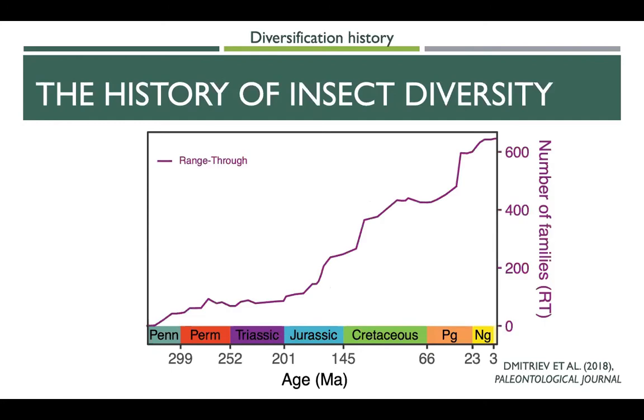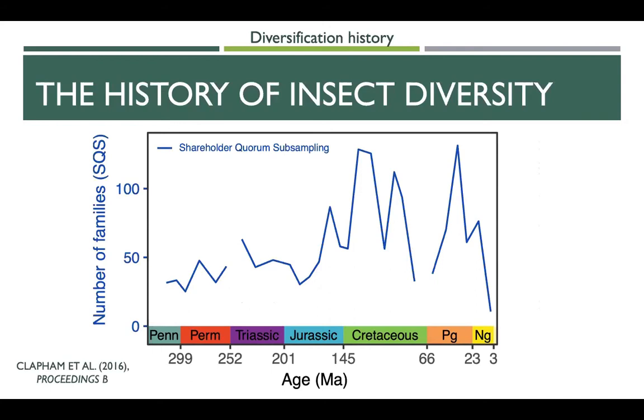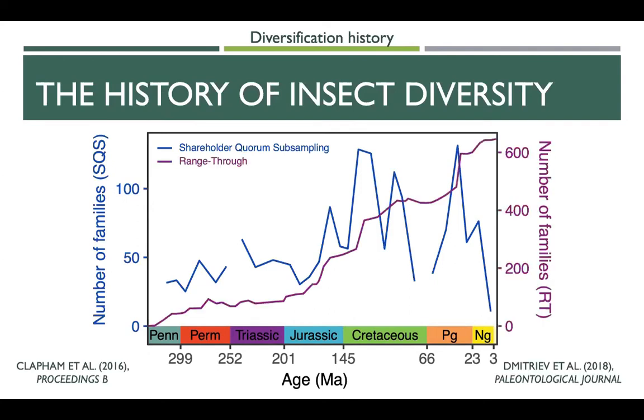So the first is range through, and you can see that we have essentially a steadily increasing amount of insect diversity at the family level through time. In contrast, with shareholder quorum subsampling, we have an extremely volatile taxonomic history of insects, and this volatility is all the more striking when you keep in mind that this diversity curve is not showing genera, it's showing families. And so here we have the two diversity curves plotted together, and you can see that they are very, very, very different from each other.